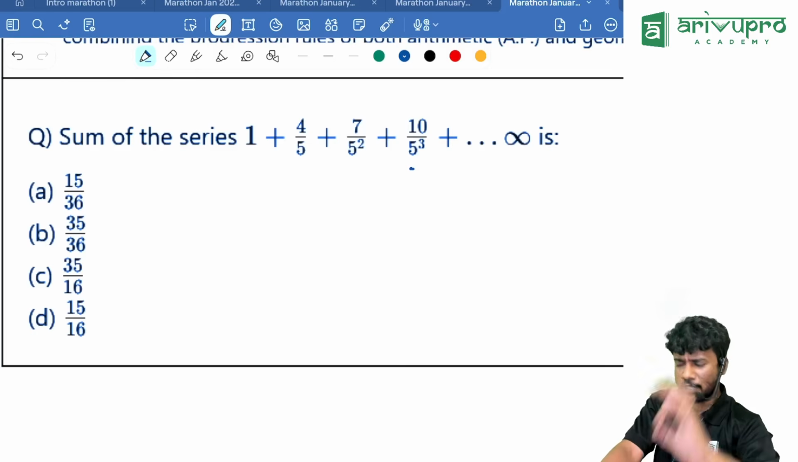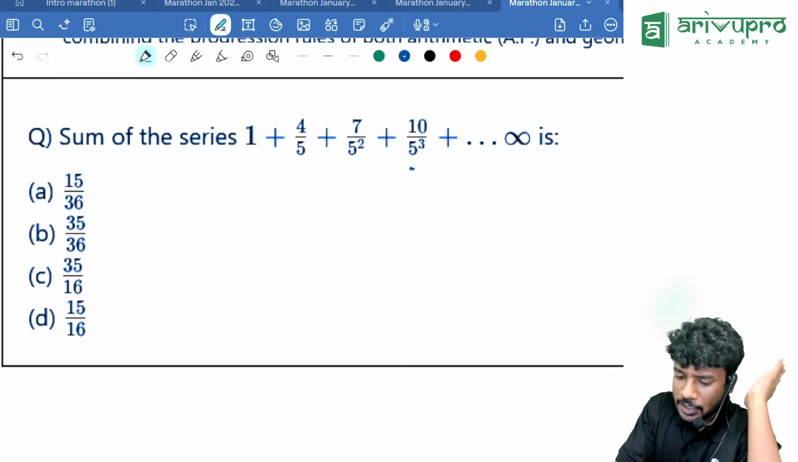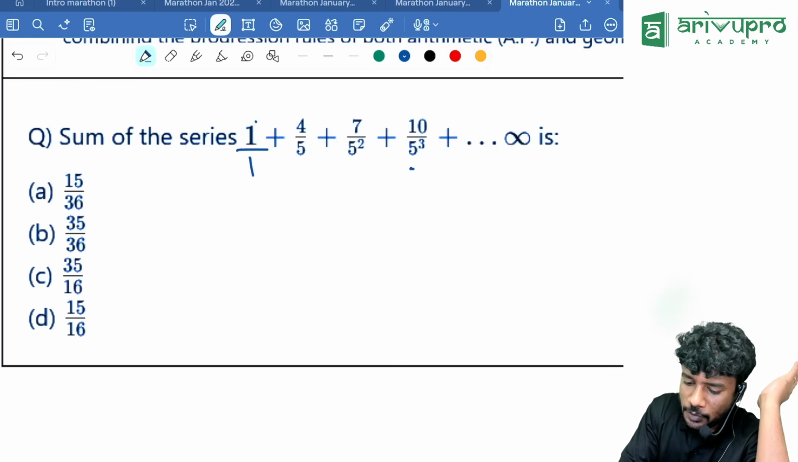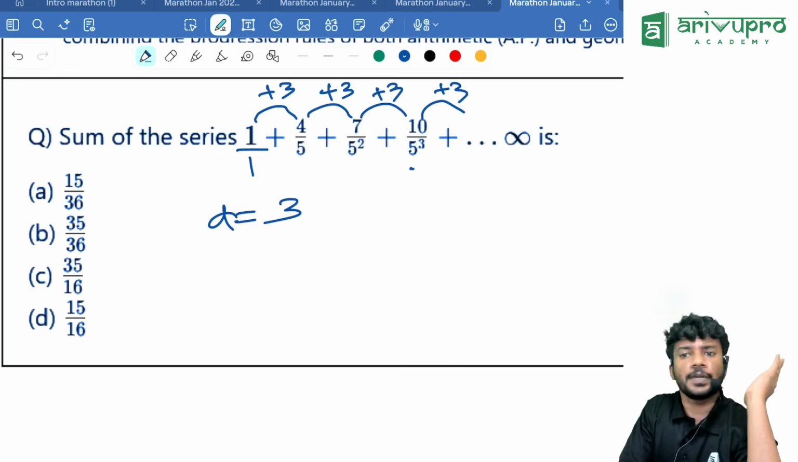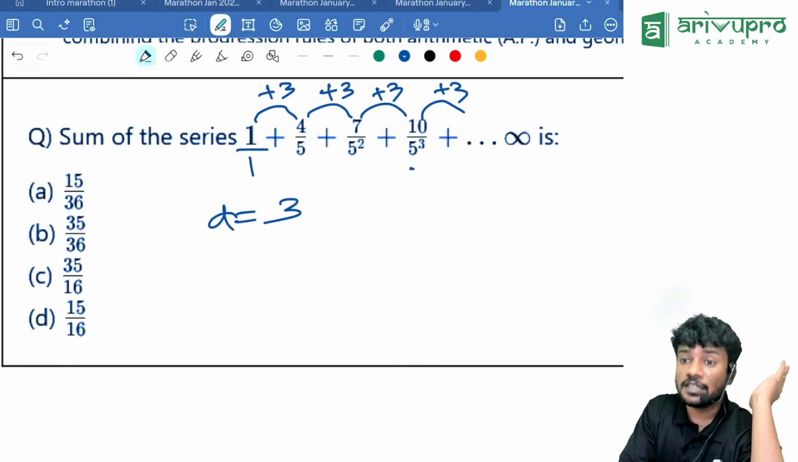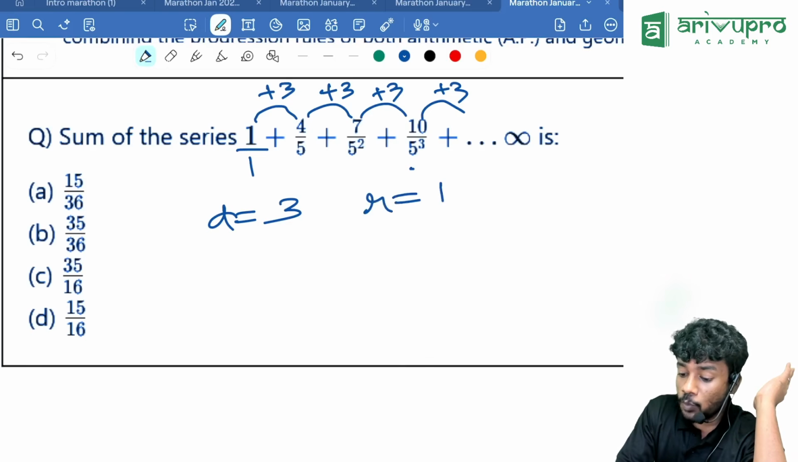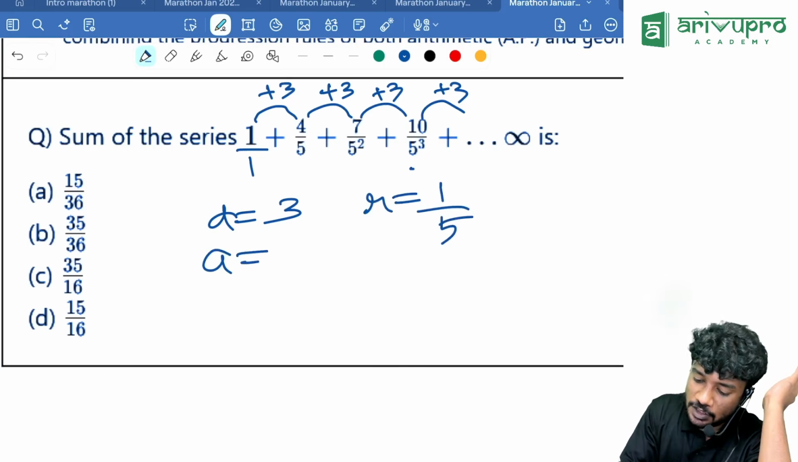People, if you randomly look, you will think it is not in AP, it is not in GP. But look at the numerators. 1 is becoming 4 plus 3, 4 is becoming 7 plus 3, plus 3, plus 3. That means common difference is how much? Plus 3. Then common ratio is how much? Everything is getting divided by 5. That means common ratio is 1 by 5. First term is what? 1.